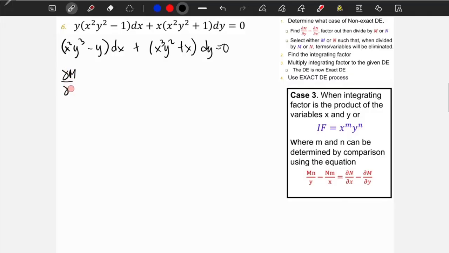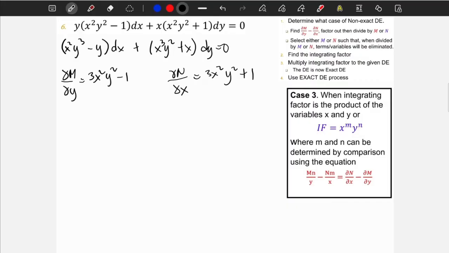Partial derivative of M with respect to y is 3x squared y squared minus 1. And partial derivative of N with respect to x is 3x squared y squared plus 1. Since they are not equal, this is an example of non-exact DE. So first step, we have to determine what case of non-exact DE.